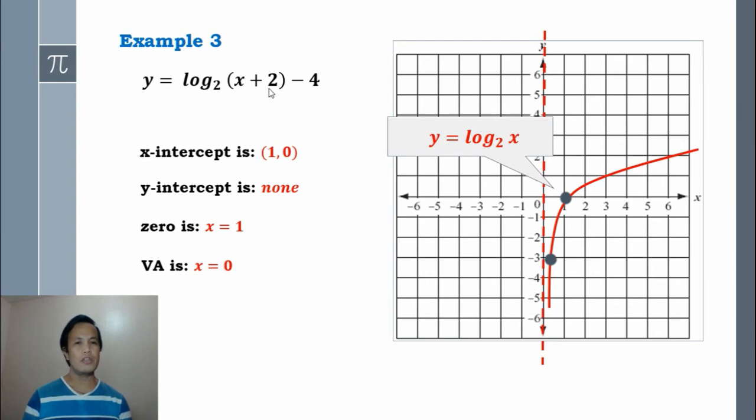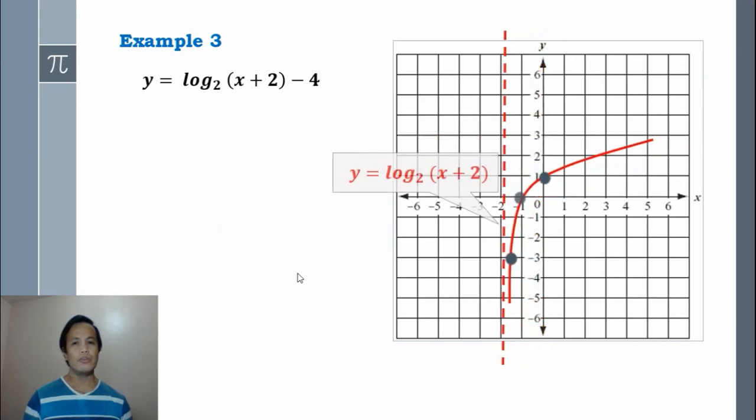We will have first the horizontal translation. Since this is plus 2, the graph will move 2 units to the left. This is our vertical asymptote. This will move 2 units to the left. So 1, 2. Therefore, our new vertical asymptote will be the line x equals negative 2. And of course, this point also will move 2 units to the left. So this is now the new graph. This is now the graph of y equals log of x plus 2 base 2.